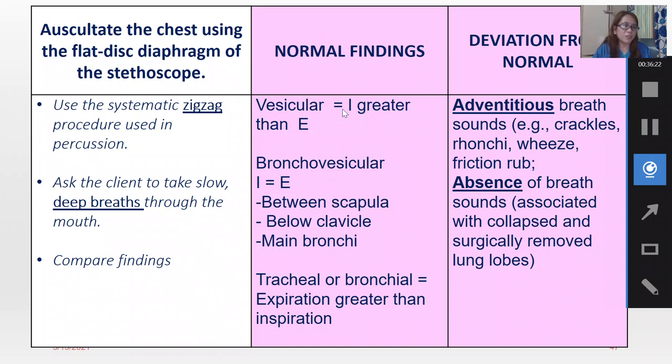Ang sound na maririnig mo dito sa vesicular, the inhalation is greater than expiration. So, inhalation is greater than expiration. Pag nasa bronchovesicular ka, ang normal is that the inspiration and expiration is equal. So, saan ang bronchovesicular? It is between the scapula, below the clavicle, main bronchial. So, for the tracheal or bronchial, the expiration is greater than inspiration. So, dapat ito yung mga deviations: walang breath sounds like crackles, rhonchi, wheezes, friction rub, or absence of breath sounds associated with collapse and surgically removed lung lobes.